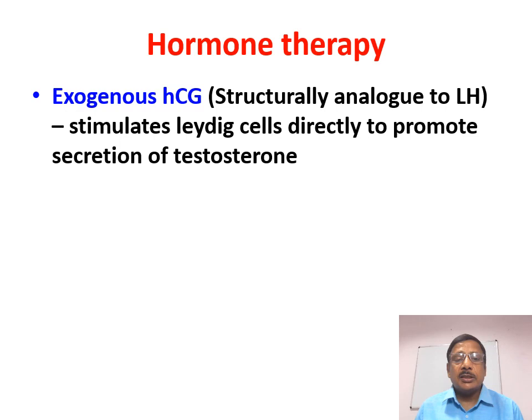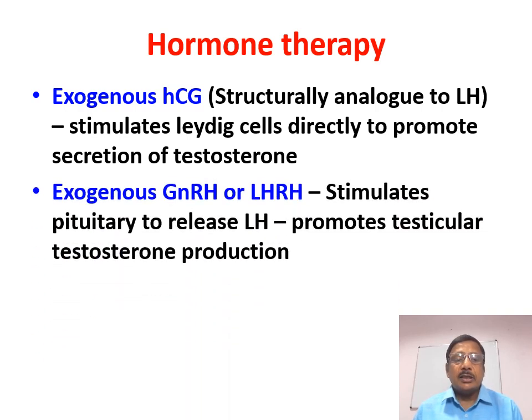One is hormone therapy, where you can give exogenous HCG, and what it will do, it will stimulate Leydig cell, and this will in turn promote androgen secretion, and as we have discussed, the androgen is responsible for testicular descent. So you can give exogenous HCG.